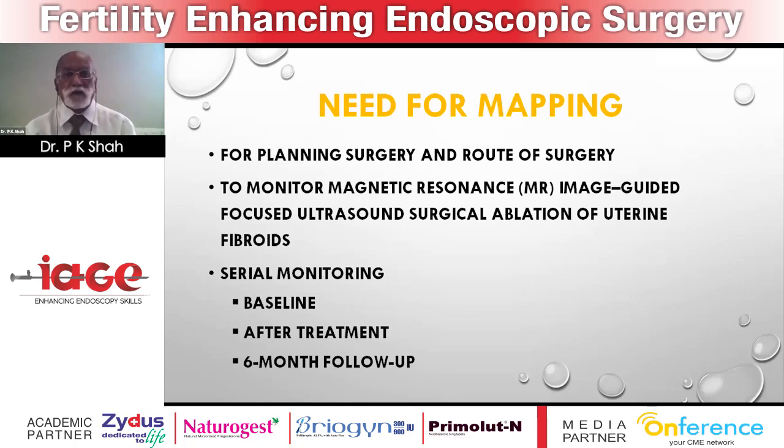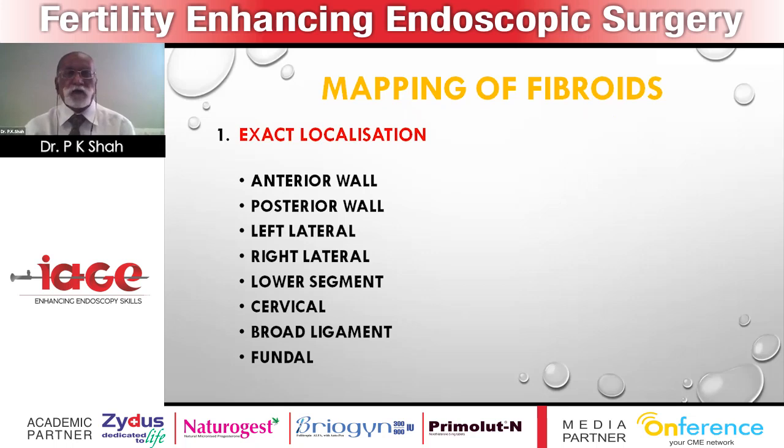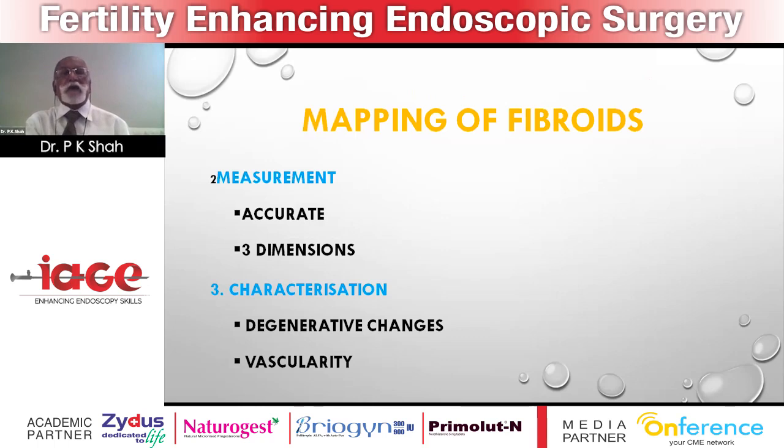For planning surgery and route of surgery, use magnetic resonance imaging, and image guided focused ultrasound for surgical ablation of the fibroids. Serial monitoring is required with ultrasound: one baseline, immediately after treatment, and 6 months follow-up. You must do exact localization on mapping, whether it is anterior wall, posterior wall, right lateral, left lateral, lower segment, cervical, broad ligament, fundal, etc. Accurate measurement of the size, you can use 3 dimensions and even 3D for that matter. The characteristics, whether there are degenerative changes or not, and put on color Doppler always to rule out malignancy.